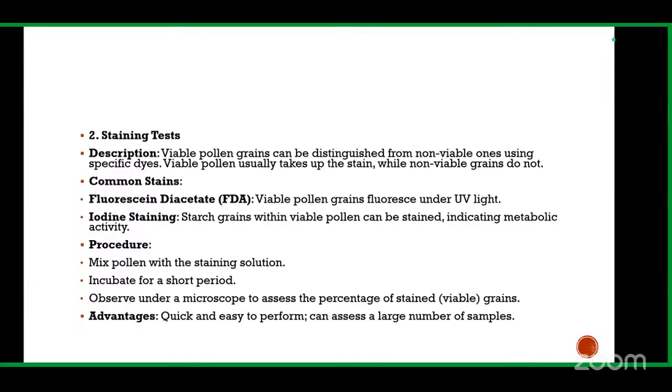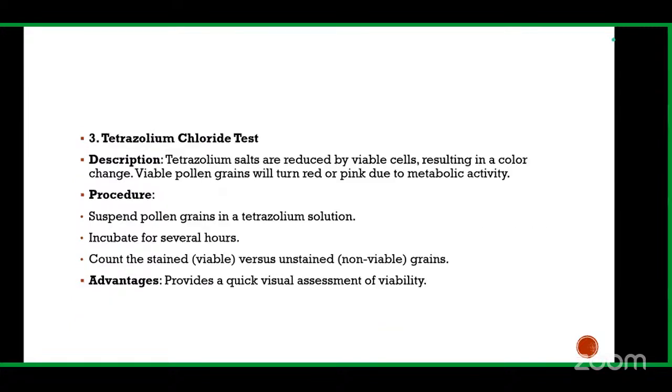Next is iodine staining, meaning starch grains in viable pollen can be stained, indicating metabolic activity. When you give this iodine stain, the starch grains will be stained, taking the color of the stain, which indicates that metabolic activity is going on in the pollen grain. The procedure is to mix the pollen grains with staining solution, incubate for a short period of time, observe under a microscope, and see the percentage of stained viable grains. It is very quick and easy to perform and can assess a large number of samples.